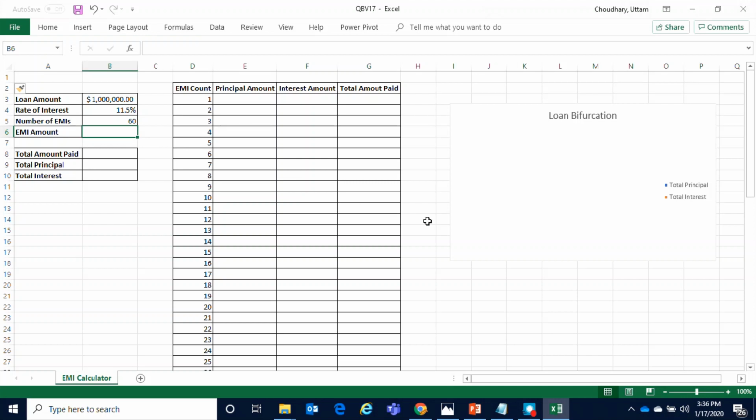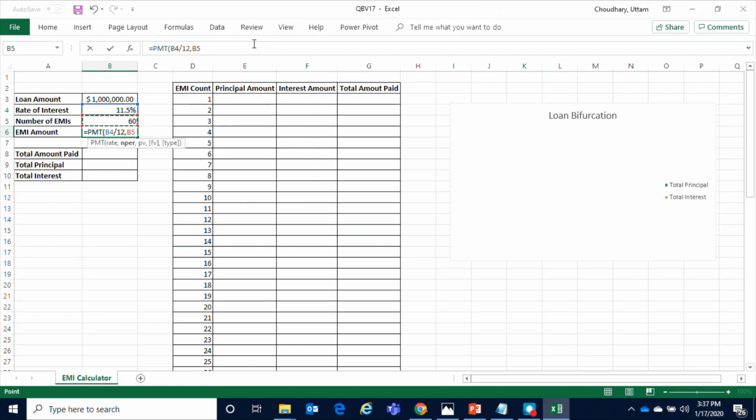To derive the EMI amount, the first thing we do is use the formula PMT. Now this formula first asks for the rate of interest. Since this is a yearly rate of interest, I would go ahead and divide this by 12. Then it is asking for the number of EMIs or the number of payments that you would make. That is called NPER, and this is 60 payments that we would do.